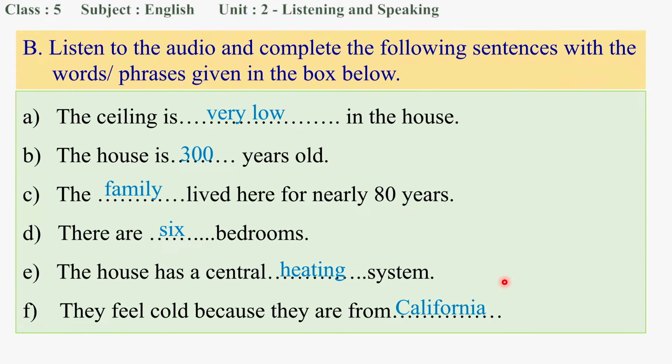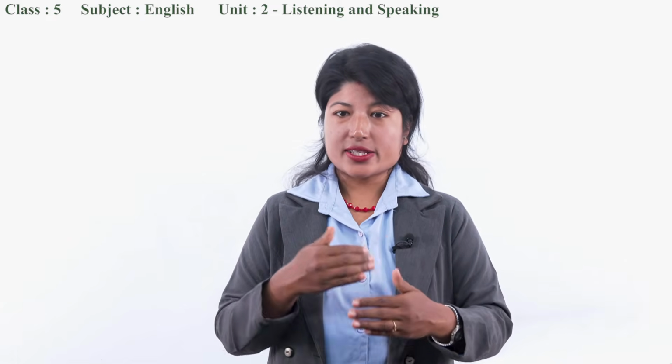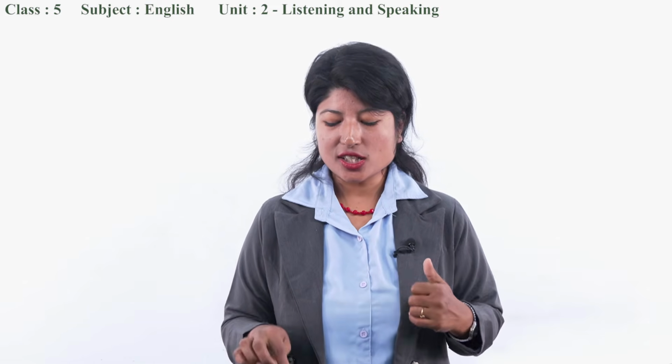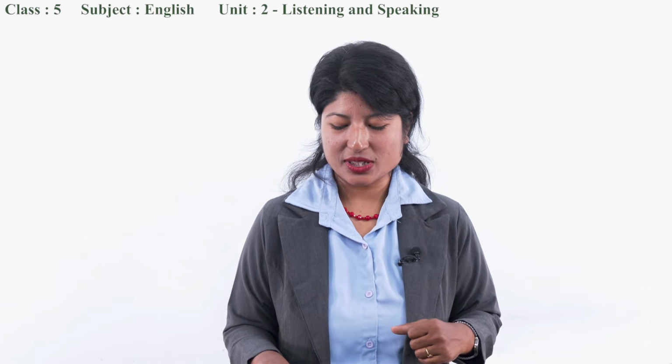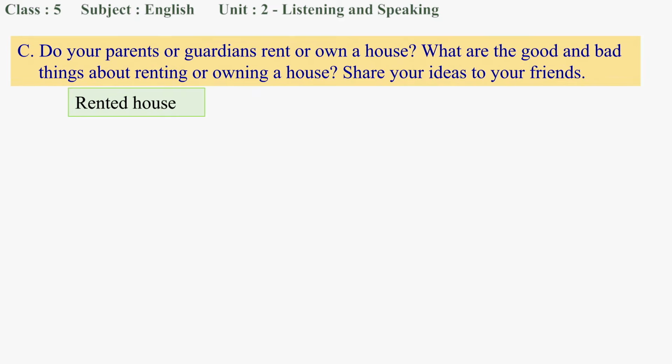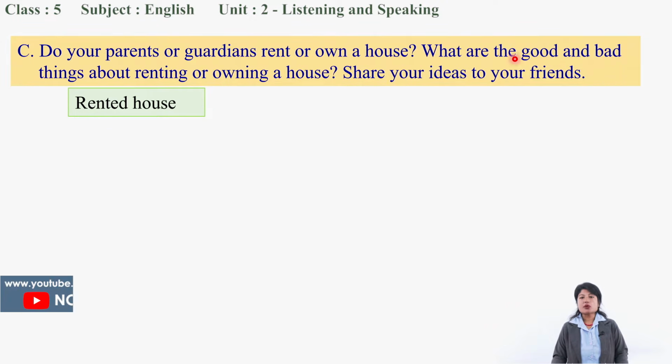Okay, we have finished our listening session. I hope you have confirmed your answers. But there is one more activity we are to do after listening. So, what is that? Let's go through C. Activity C. Do your parents or guardians rent or own a house? What are the good and bad things about renting or owning a house? Share your ideas with your friends.